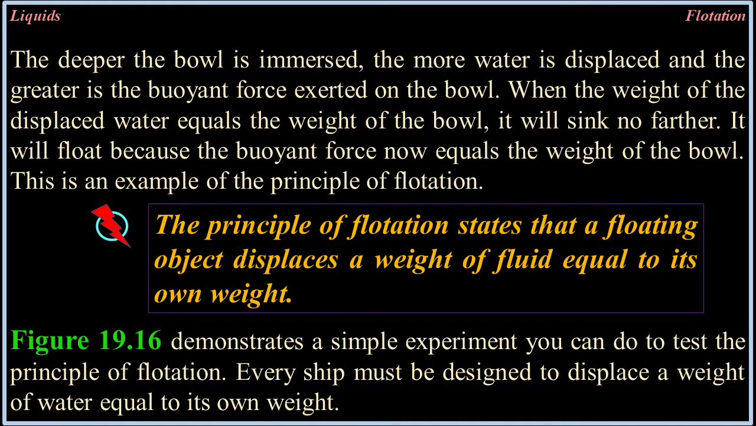The deeper a bowl is immersed, the more water is displaced, and the greater is the buoyant force exerted on the bowl. When the weight of the displaced water equals the weight of the bowl, it will sink no farther. It will float because the buoyant force now equals the weight of the bowl. This is an example of the principle of flotation. The principle of flotation states that a floating object displaces a weight of fluid equal to its own weight.